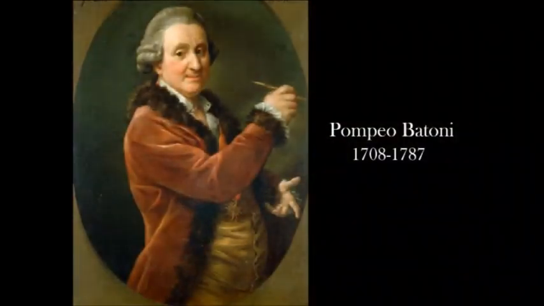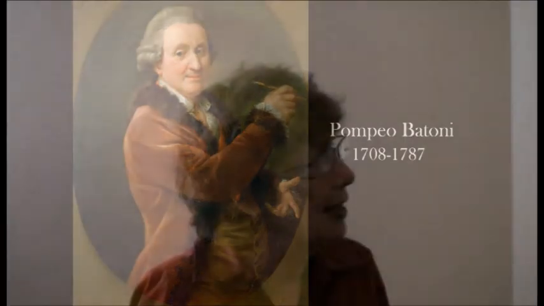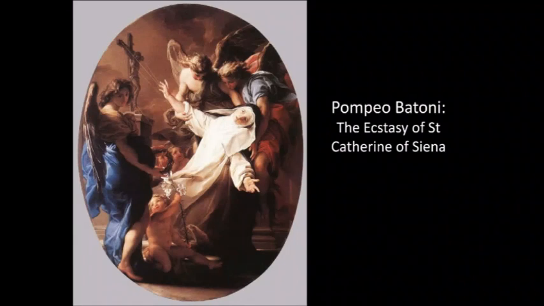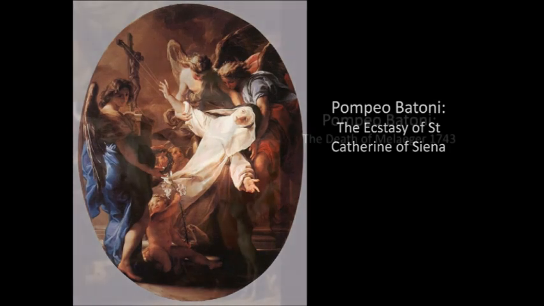So we get now to Batoni, who, as you can see, would be flourishing in about the 1740s, 1750s. He comes from Lucca, so he's a Tuscan painter, comes to paint in Rome, and does the usual sorts of paintings that you would expect an 18th century Italian painter to do, right? The Ecstasy of St. Catherine of Siena. She's the patron saint of Rome. You can find her rooms, everything, just near Santa Maria Sopra Minerva.